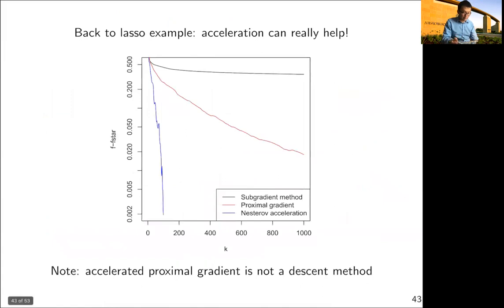All right. So if we take lasso as an example, you can see that the acceleration can really help the convergence significantly. So this is a result of the subgradient method. You can see that the algorithm really failed to converge quickly towards F star. On the other hand, the standard proximal gradient improves on this subgradient method significantly, but then it also got dominated by Nesterov's acceleration based method that converges significantly faster.